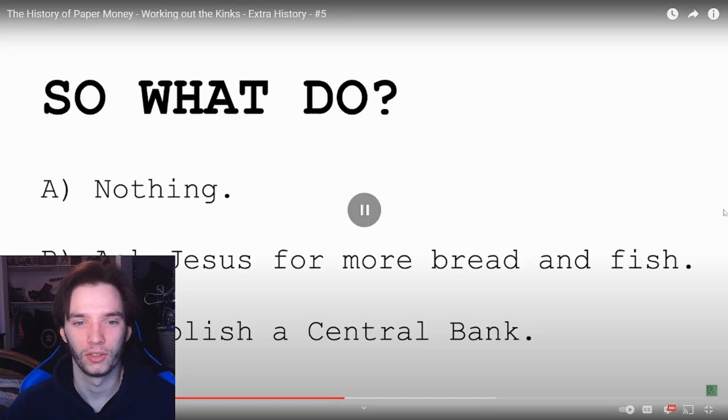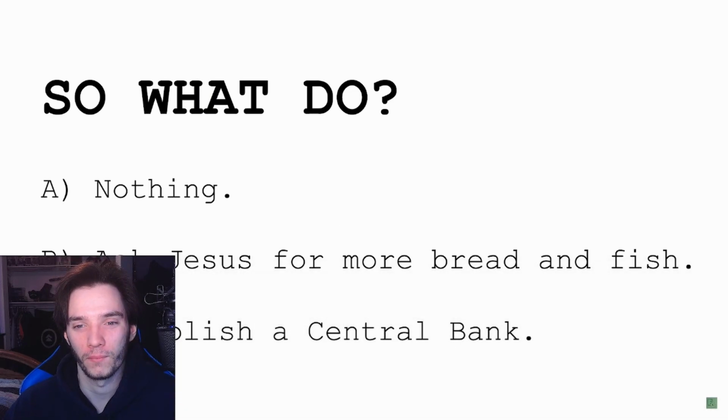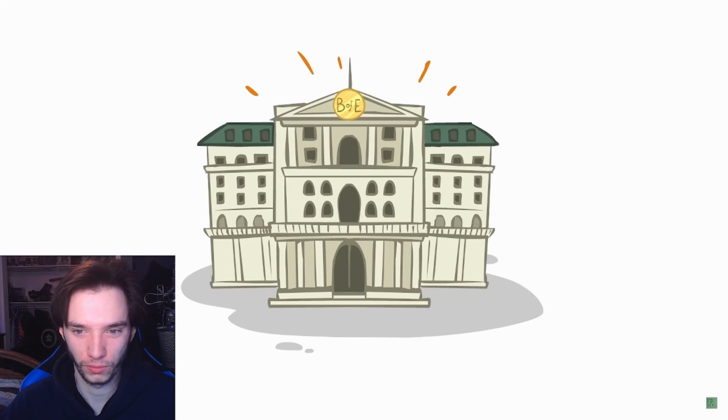To some, the answer was... So what do? A, nothing. B, ask Jesus for more bread and fish. C, establish a central bank. All three. It's clear. Establish a bank to service the national debt. So, after much debate, the Bank of England came to be.